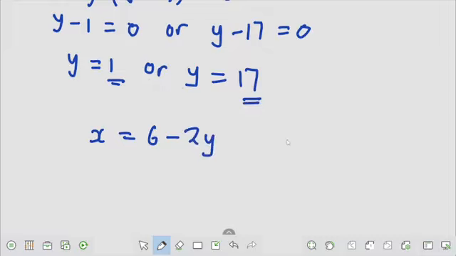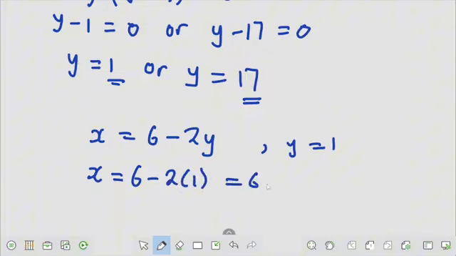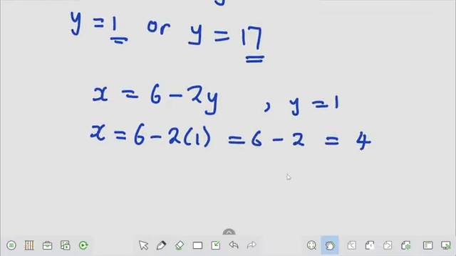We are going to start with when y is equal to 1. Where there is y, we are going to substitute a 1. So x is equal to 6 minus 2 times 1. 2 times 1 is a 2, and 6 minus 2 will give us a 4. That is the first value of x when y is equal to 1.